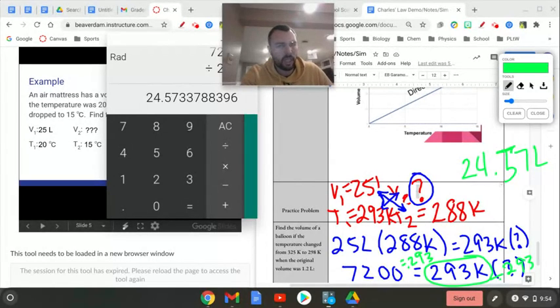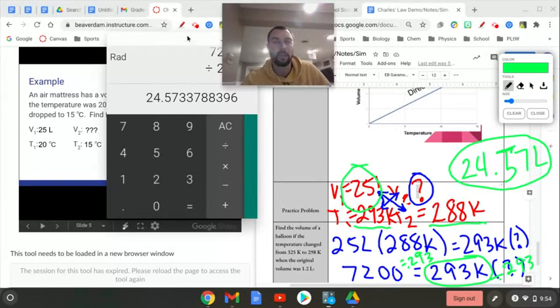Now, just a quick check. I started at 293 and the temperature went down. If the temperature goes down, then the volume should go down also. Well, I started at 25 and now I'm at 24.5. So it did go down. So that's a check that I was doing it the right way.